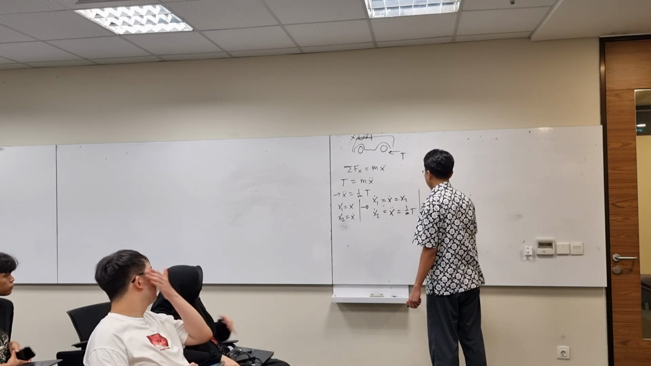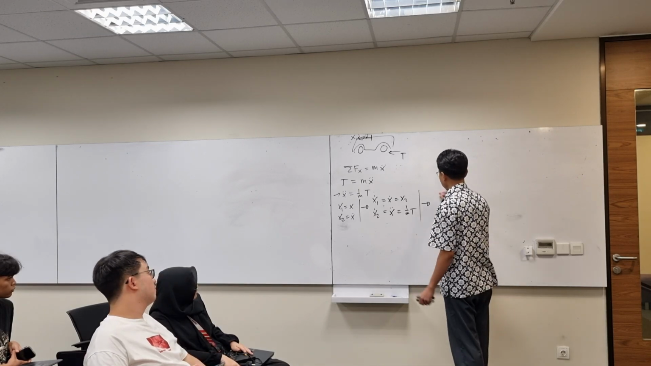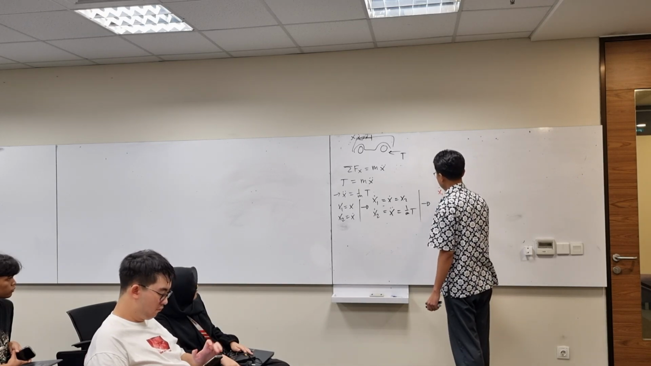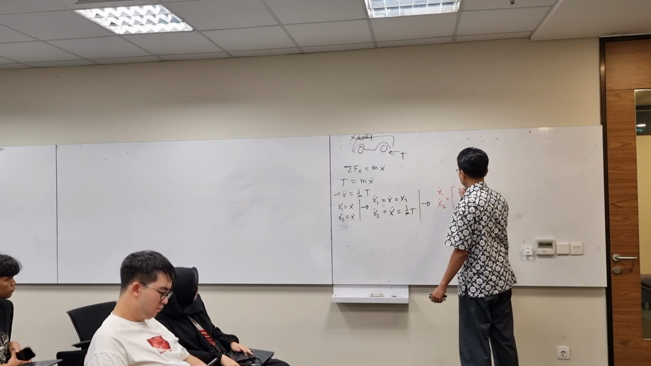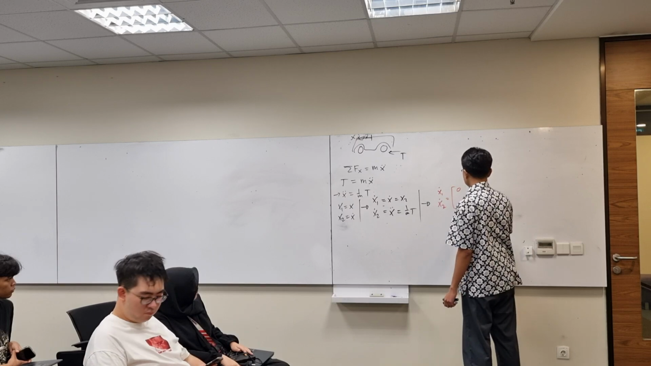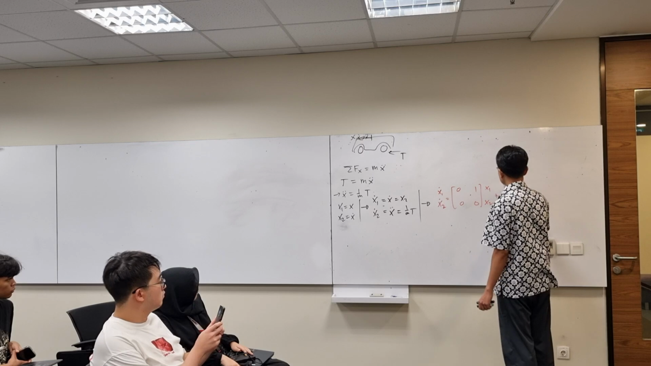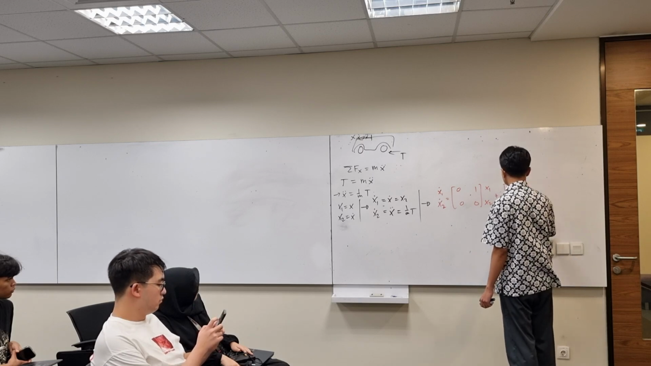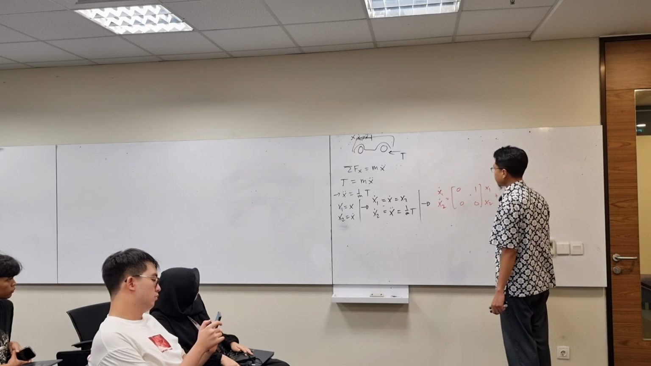So I can create my state space equation here. x1 dot, x2 dot, simply what, x2, right? Like this. So this is already in state space form.